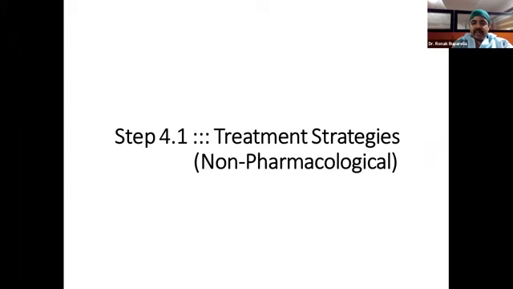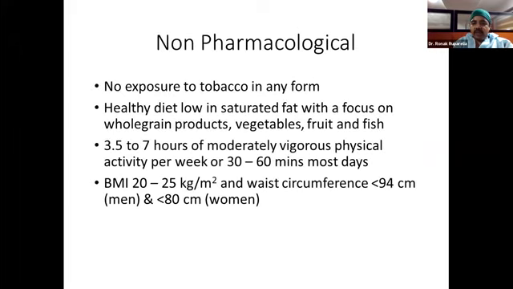The treatment strategy always starts with non-pharmacological measures. Non-pharmacological measures include no exposure to tobacco in any form, a healthy diet low in saturated fat with a focus on whole grain products, vegetables, fruit and fish, 3.5 to 7 hours of moderate to vigorous physical activity per week, or 30 to 60 minutes of moderate to vigorous activity on all days. BMI should be controlled to 20 to 25 kilogram per meter square, and waist circumference should be reduced to less than 94 in males and less than 80 in females.